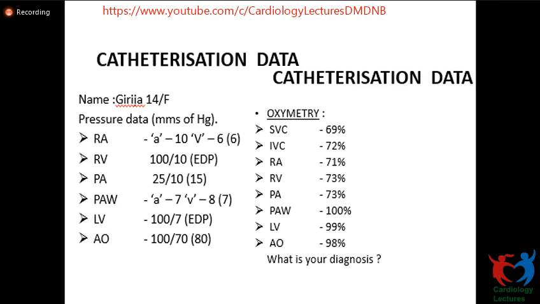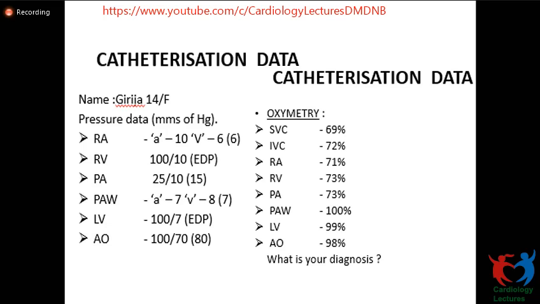Then RV pressure systolic is 100, diastolic is 10. It is significantly high, sir. And there is no gradient across the tricuspid valve. Yes, sir. Very good. Then PA pressure is 25 by 10. So there is significant gradient from RV to PA. Okay. Very good. 75 mmHg.